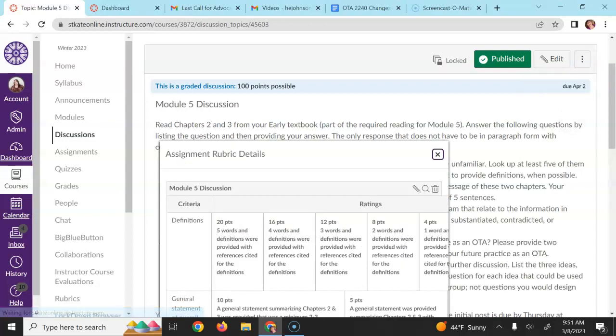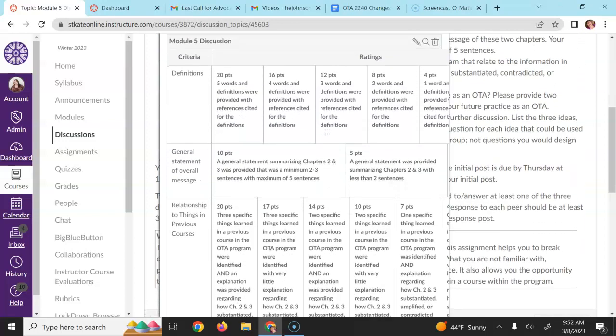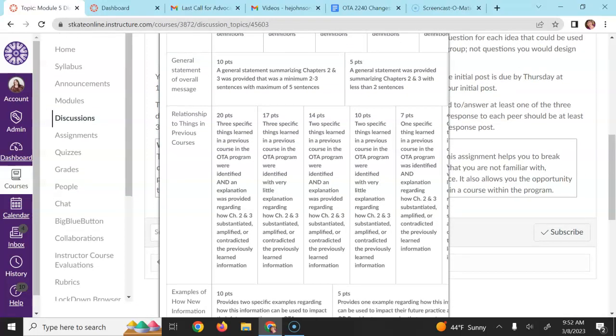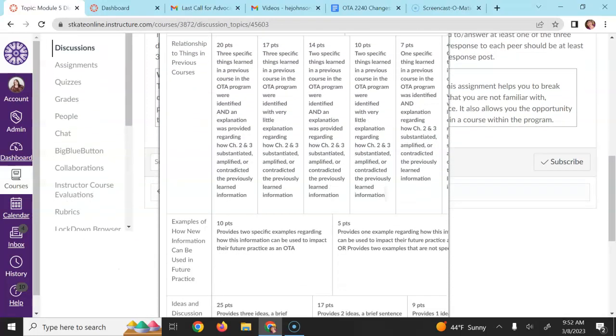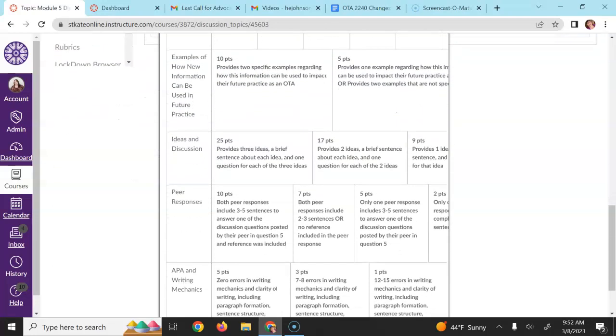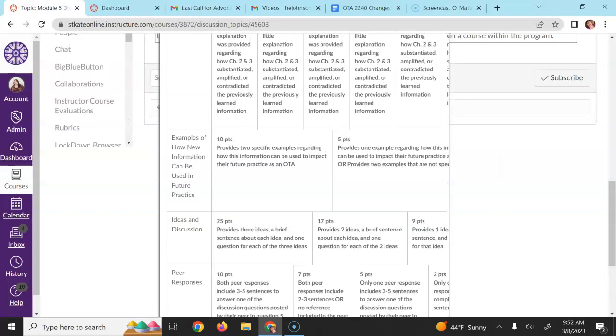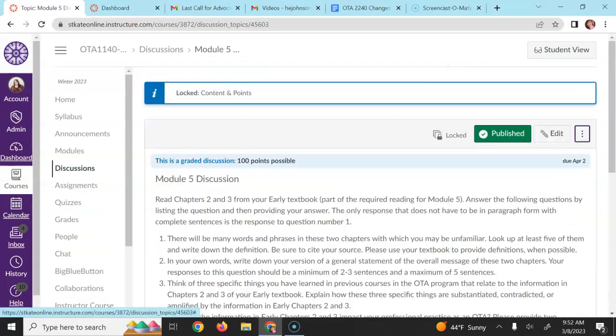The other thing I want to point out is the rubric. It is a little different than a typical discussion forum rubric, so make sure you take a look at that. It tells you here 20 points for the definitions, 10 points for your general statement, 20 points for the things you previously learned in previous courses, 10 points for examples of how it can be used in future practice, 25 points for your ideas with the questions, 10 points for the peer responses, and 5 points for your APA and writing mechanics.